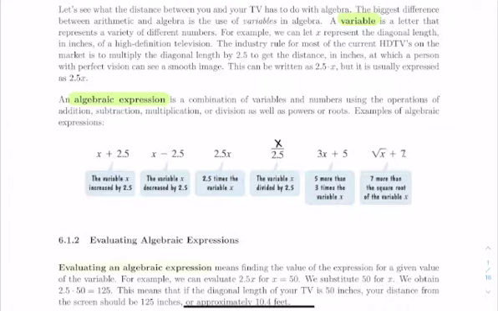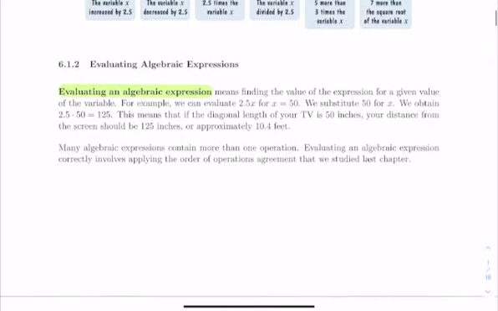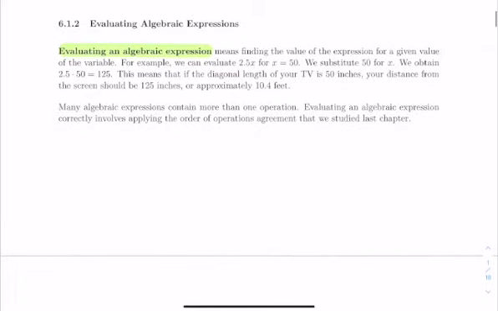Now, evaluating an algebraic expression means finding the value of the expression for a given value of the variable. For example, we can evaluate 2.5x for x equals 50. We substitute 50 for x, and we obtain 2.5 times 50, which is 125. This means that if the diagonal length of your TV is 50 inches, your distance from the screen should be 125 inches, or approximately 10.4 feet.